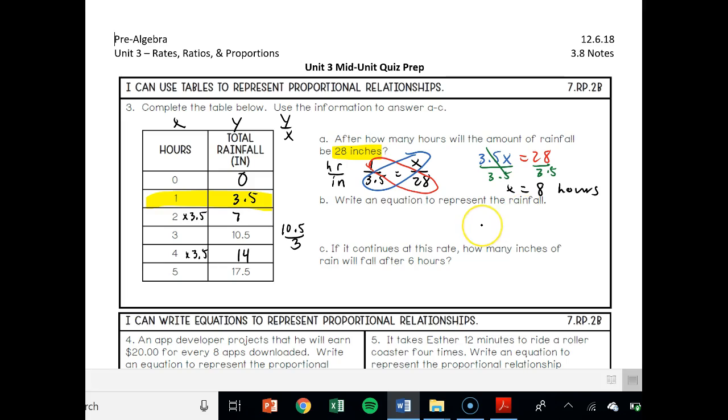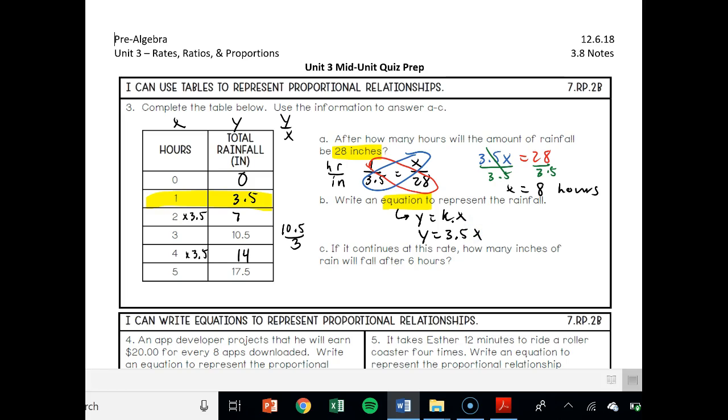So this is write an equation to represent the rainfall. You're gonna see this tomorrow. When I say equation, I just want something that's y equals kx, right? And your k is basically the only thing that's gonna change. It's your constant, right? So our answer here is y equals, what's our constant? It's 3.5. So y equals 3.5x, and that's your answer.